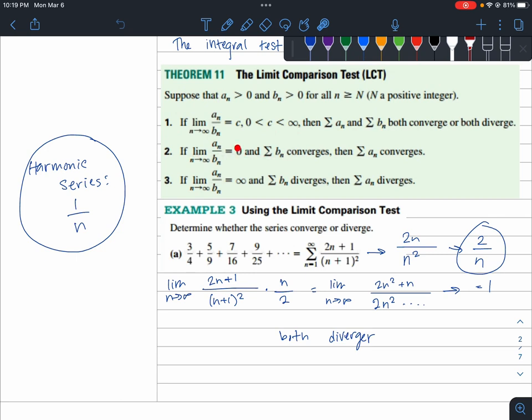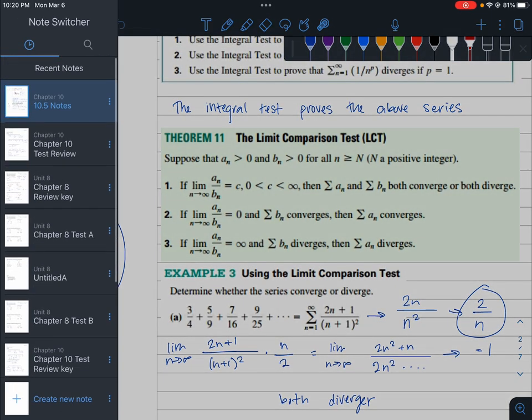So if it's equal to 0, so if it's equal to that lower bound, then a sub n converges if b sub n converges, and then if you get this one up here, then b sub n diverges and a sub n diverges. So these are the only 3 possible outcomes you can get when using limit comparison, but this one happens most of the time right here, which is what we like.